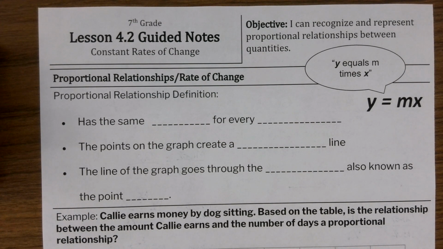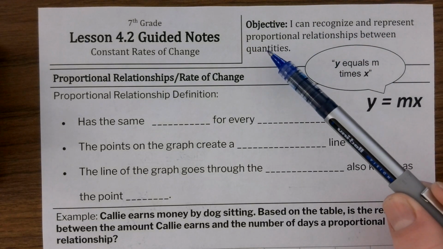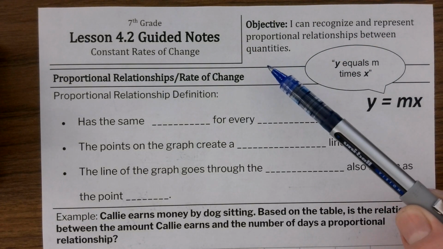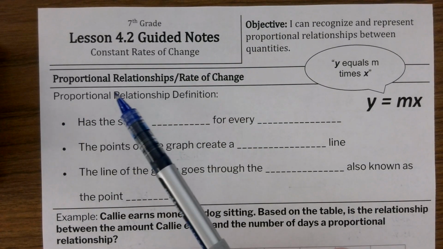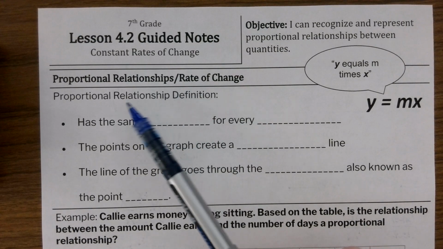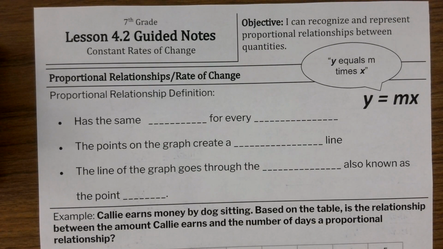All right, welcome to lesson 4.2, constant rates of change. The objective for this lesson is that I can recognize and represent proportional relationships between quantities. So a proportional relationship or rate of change, these are the same. They mean the same thing. We just use different terms sometimes.